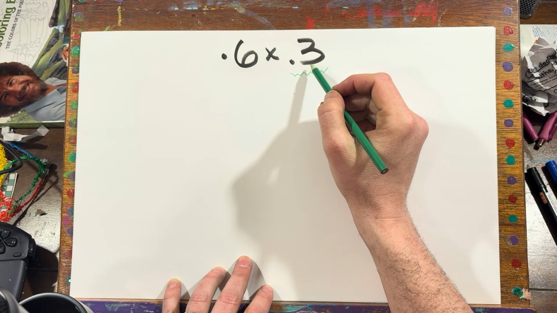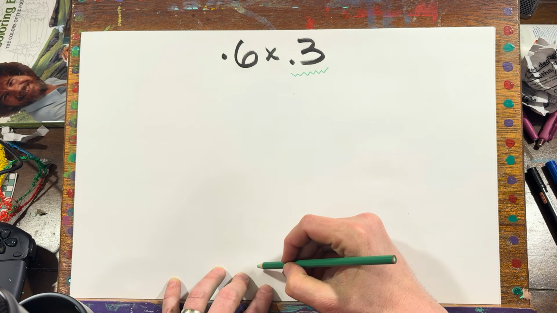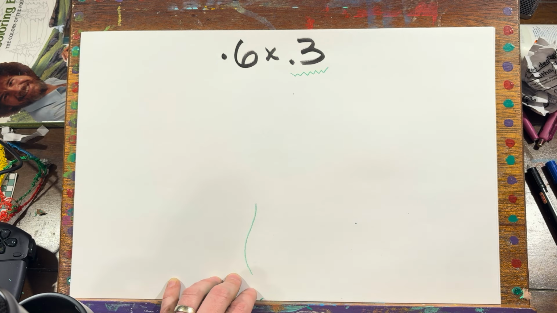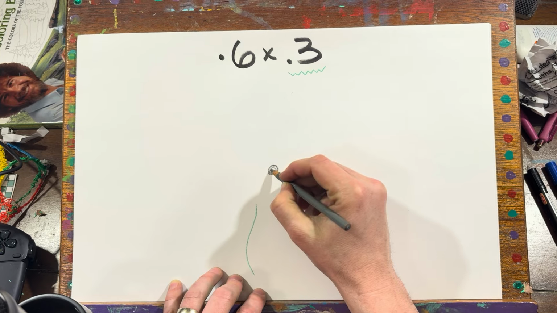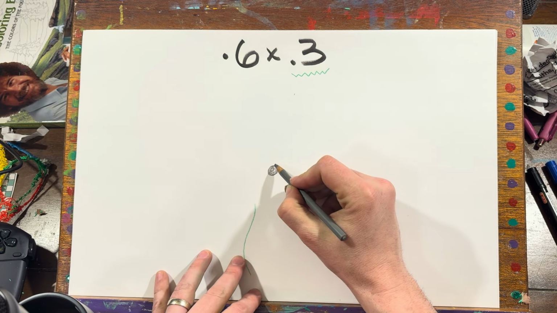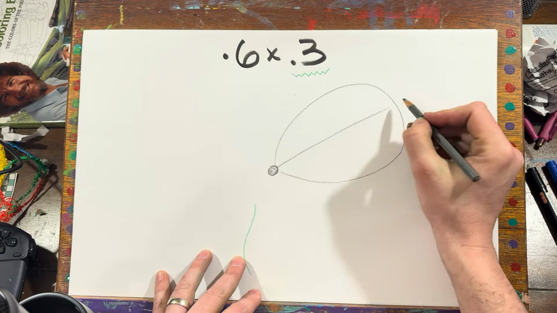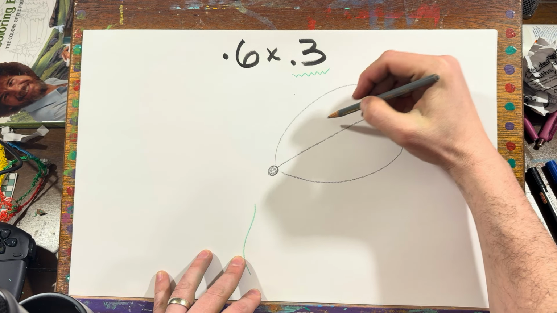I'm going to draw a flower that has 3/10 of a petal on it. So let's do that. Here's my flower. 3/10 of a petal. We've done that already. That was when we had to draw one whole petal and then split that into 3/10. Okay.